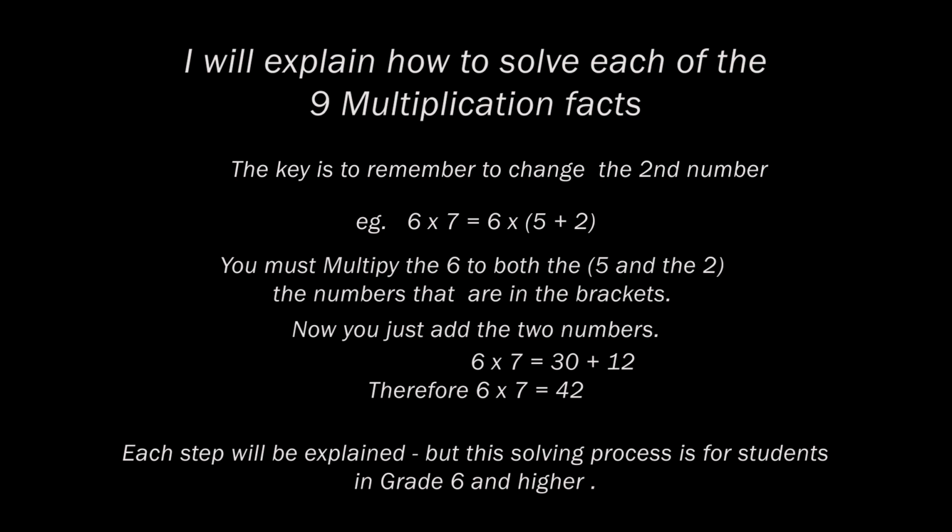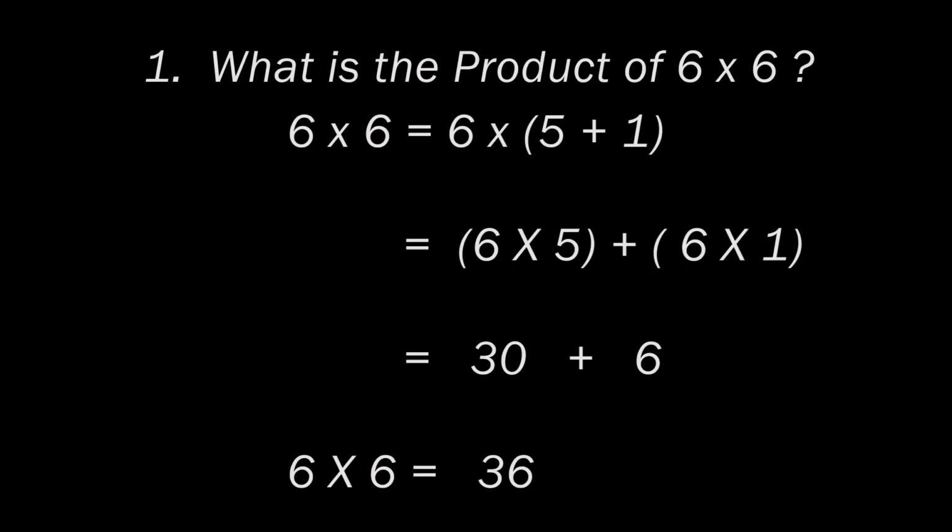You must multiply the 6 to both the 5 and the 2. Those are the numbers that are in the brackets. Now you just add the 2 numbers, 30 plus 12, and therefore 6 times 7 equals 42. Each step will be explained, but this solving process is for students in grades 6 and higher.